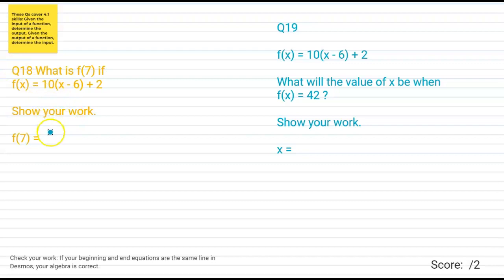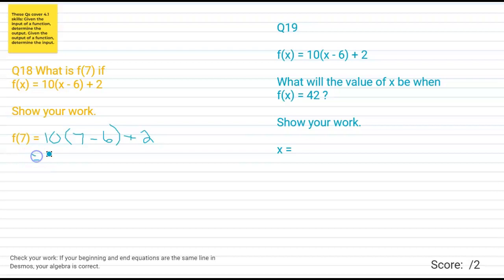So the first one is more straightforward. We want to know what f of 7 is. So we're just going to rewrite the rest of this function or equation. And every time we see an x, we're going to plug in a 7. And then we're just going to simplify this to find out what f of 7 equals.